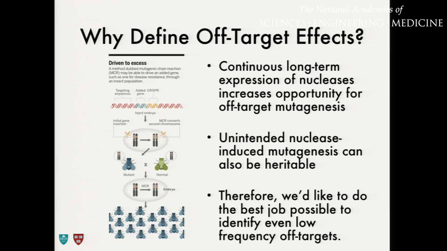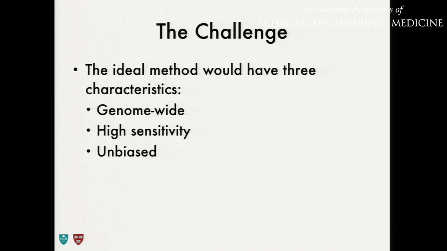Therefore, we'd really like to do the best possible job to identify all the off-target effects of engineered nucleases, even those that are low frequency. So the challenge is that you'd like a method that would ideally have three characteristics: that it would be genome-wide in scope, highly sensitive, and unbiased.